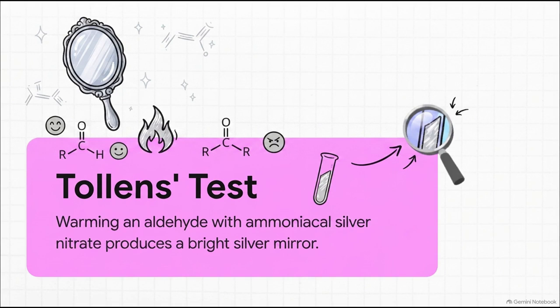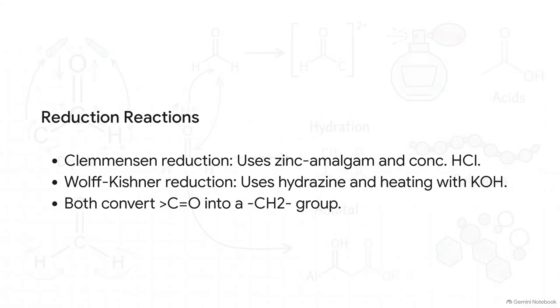Aldehydes are very easy to oxidize further, while ketones are super stubborn and require really vigorous conditions. If we warm our unknown sample with Tollens reagent, which is essentially ammoniacal silver nitrate, an aldehyde will easily be oxidized to a carboxylate anion. And in the process, the silver ions are reduced to solid silver metal, which coats the inside of the test tube, creating a stunning, bright silver mirror. Ketones, they do absolutely nothing in this test. Mystery solved. In fact, this exact chemical reduction is historically how artisans created the reflective silver backing on vintage glass mirrors. Pretty cool, right?